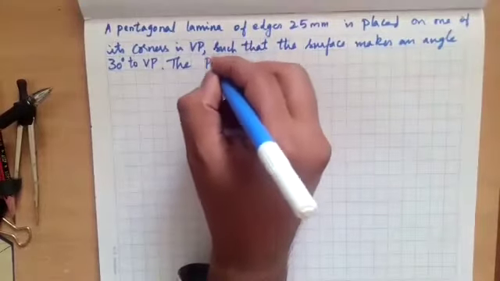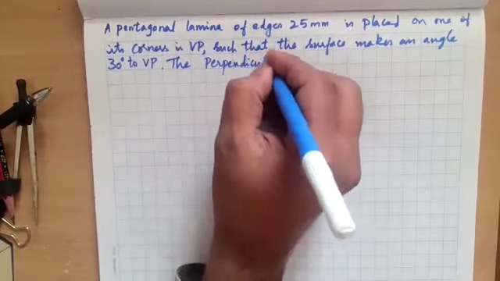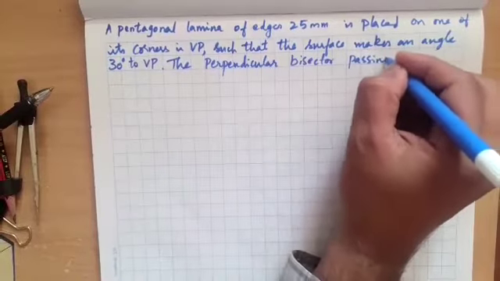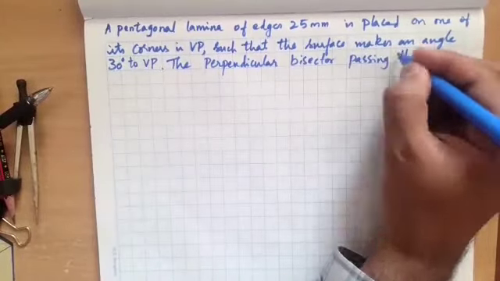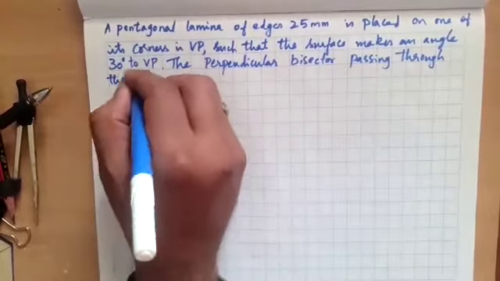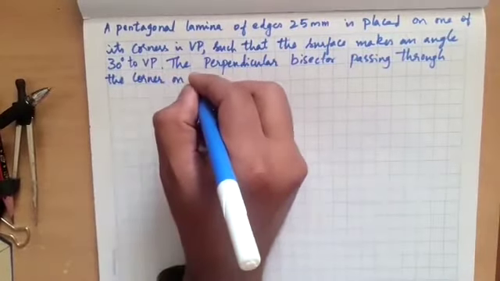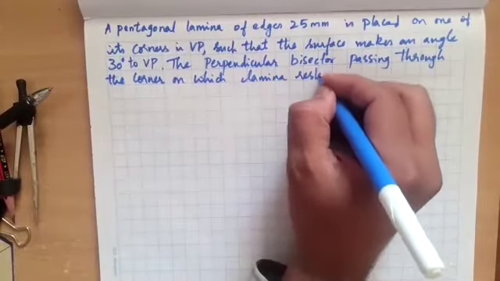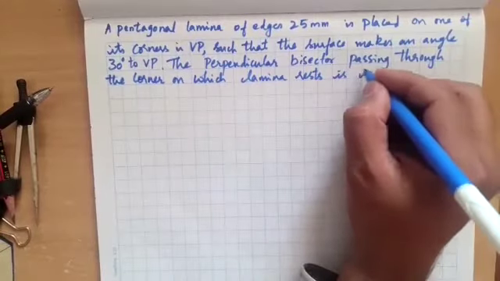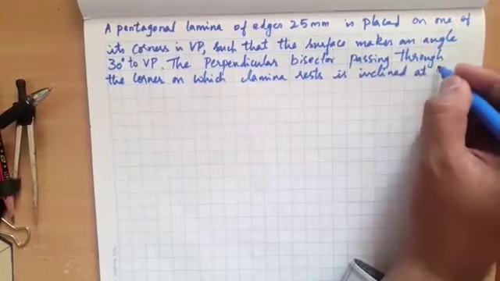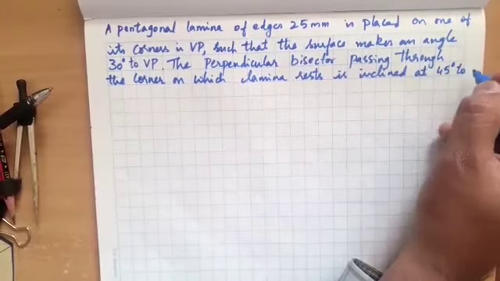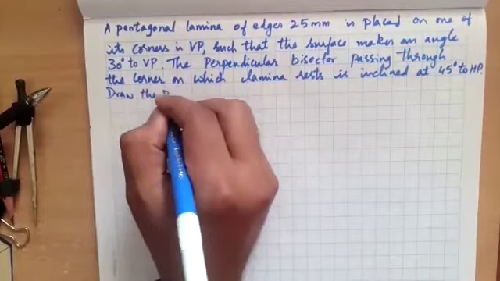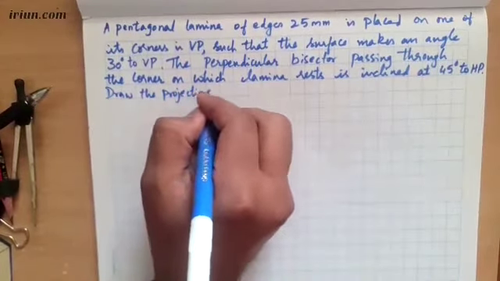The perpendicular bisector passing through the corner on which the lamina rests is inclined at 45 degree to HP. Draw the projections.